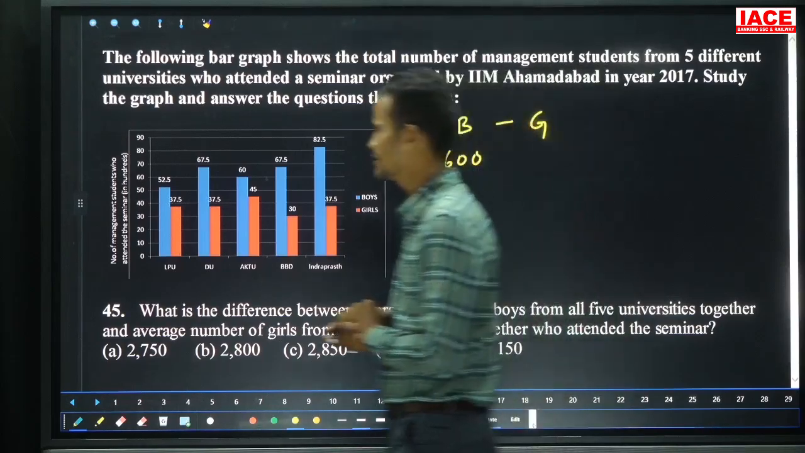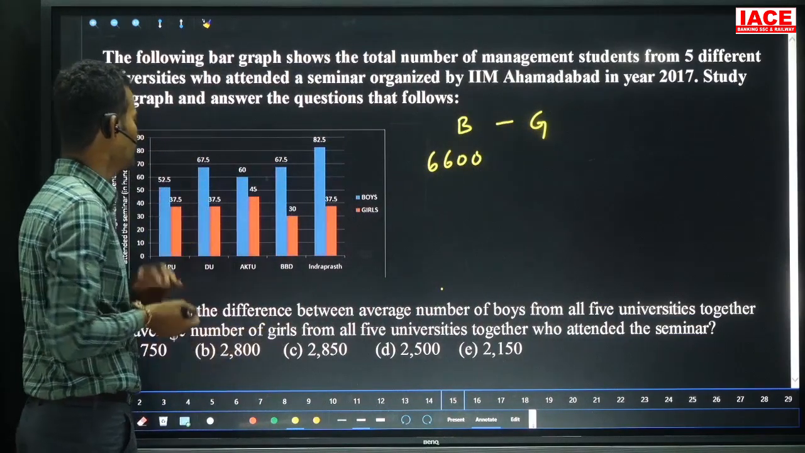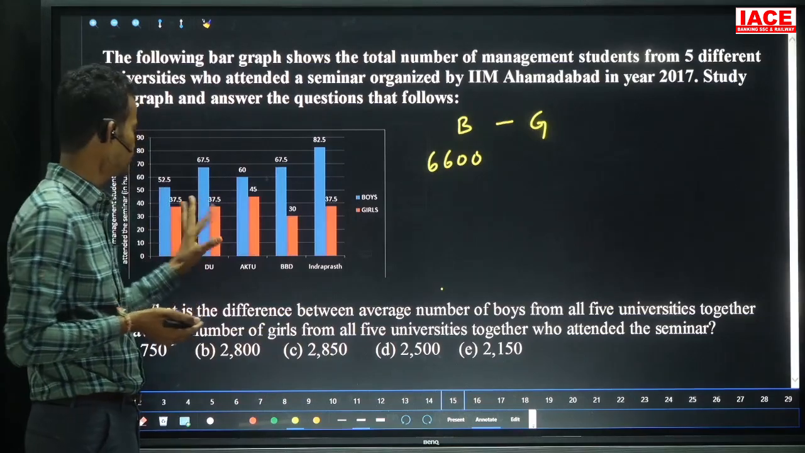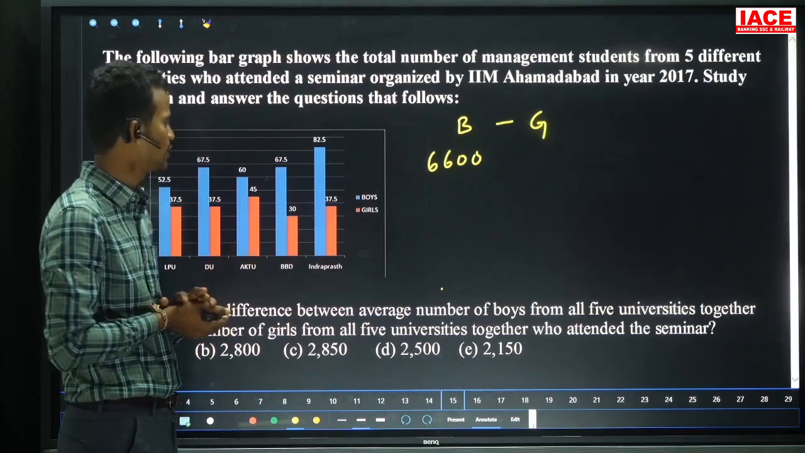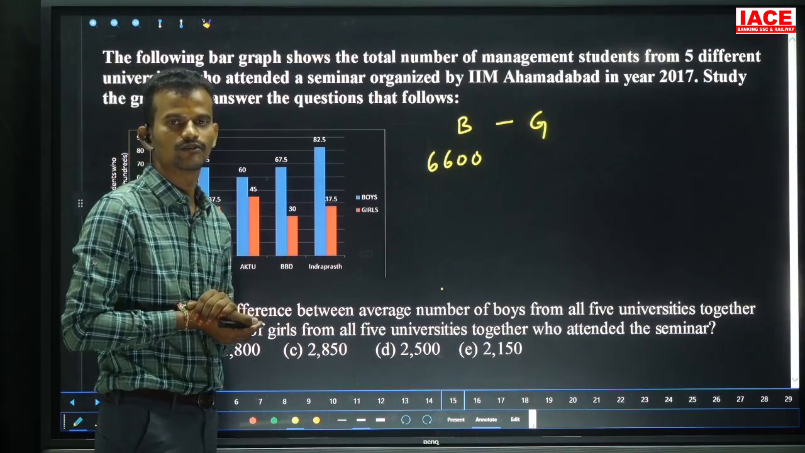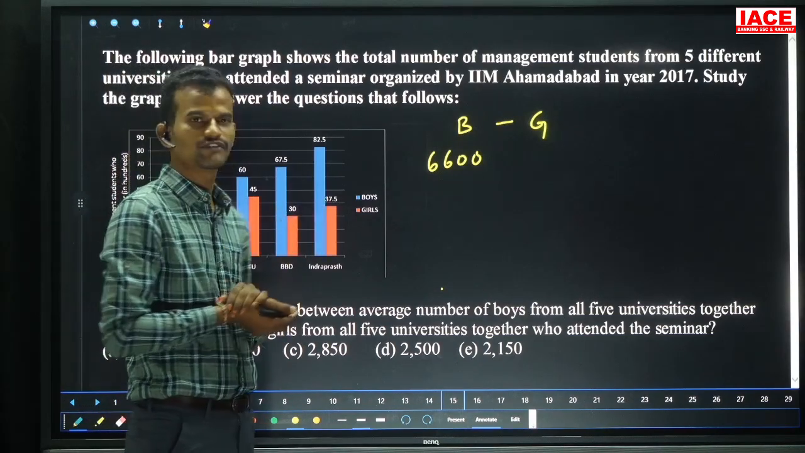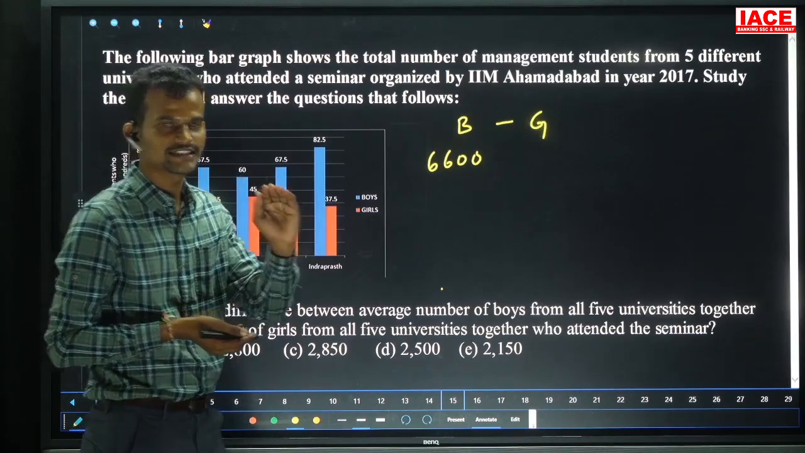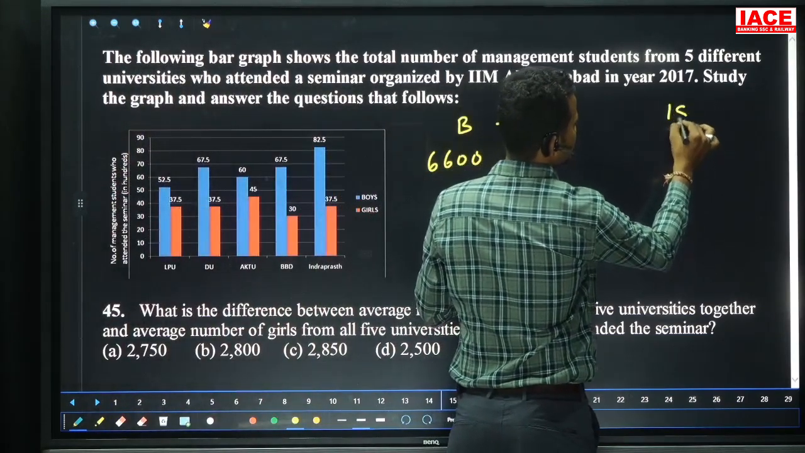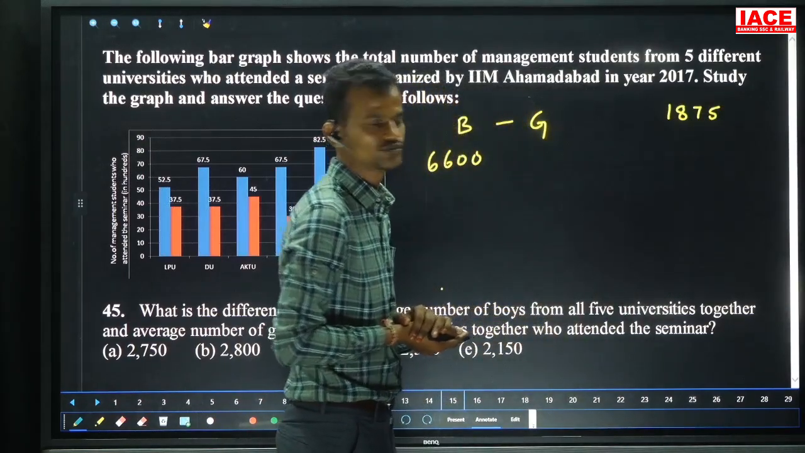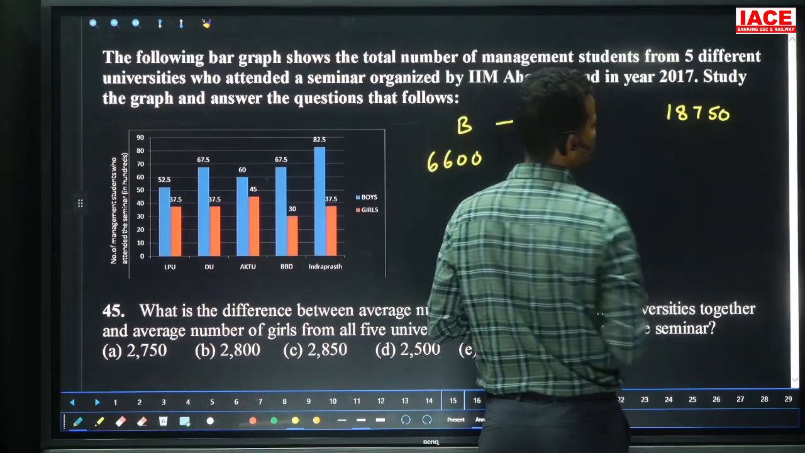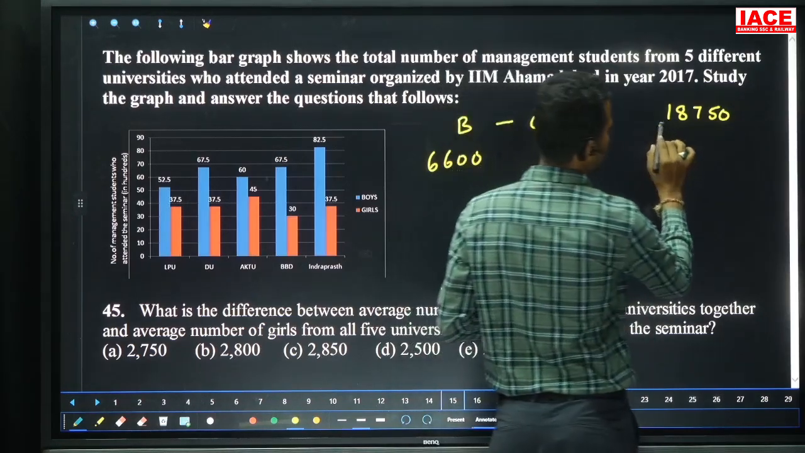Now, girls also I am adding. 37.5 plus 37, 37, 37, 74, 75. This is 75. 75 plus 5, 80, 80 plus 40, 120. 120 plus 30, 150. 150 plus 37.5, 187.5. But that is into 100. So what will become? Like this. So the point will be removed and by how many?